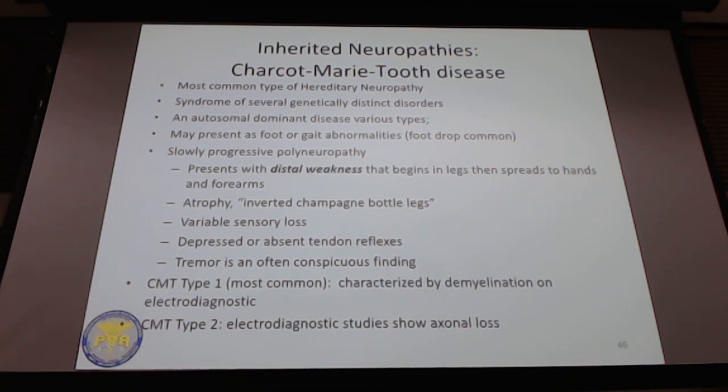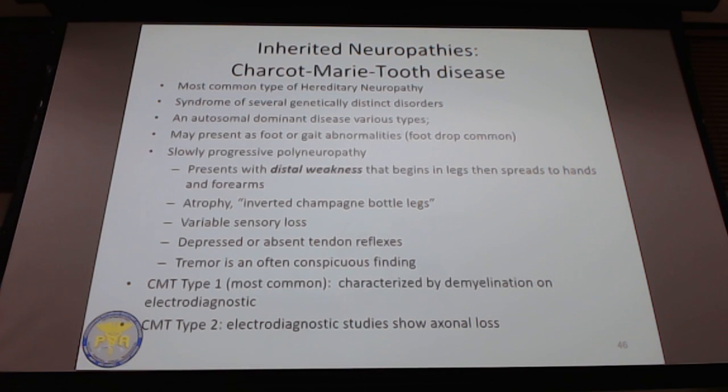All right, so this is going to be a slowly progressive neuropathy, or polyneuropathy, excuse me. Distal weakness begins and then spreads. Atrophy, so you get muscle wasting in the distal legs. They call it inverted champagne bottle leg. So take a champagne bottle, put it upside down. Really what we're saying is the distal portion of the calf, or the lower extremity, you start losing muscle there first. So you see a skinny leg, and then you might see a gastroc or soleus a little bit higher than normal.